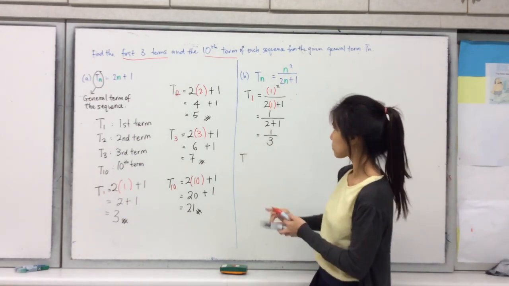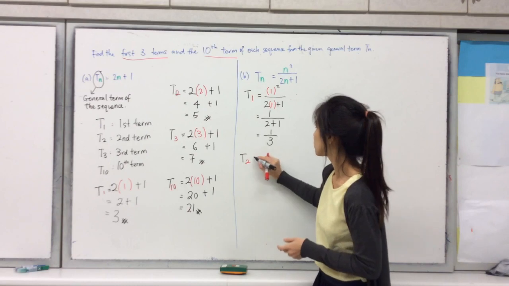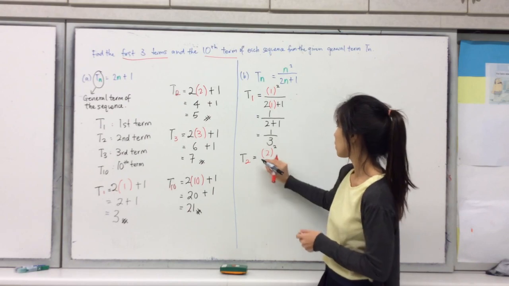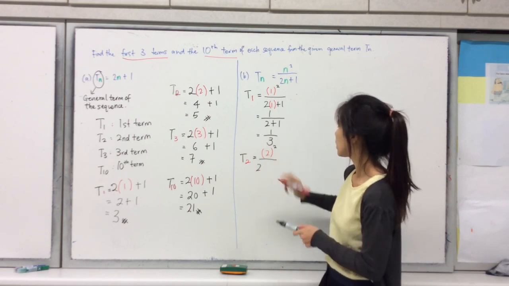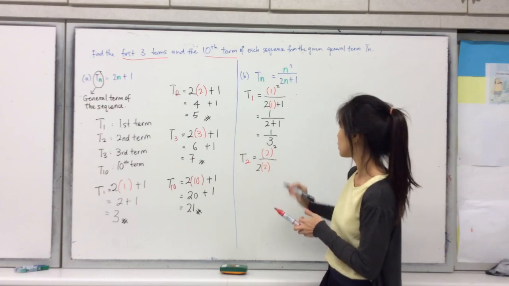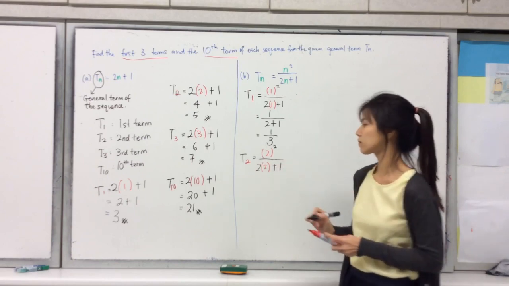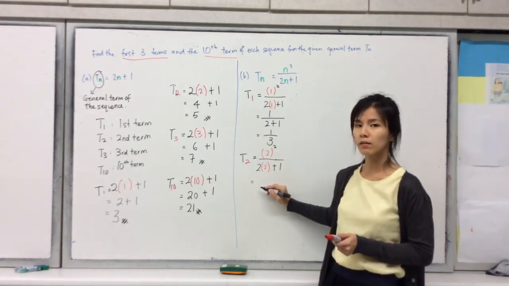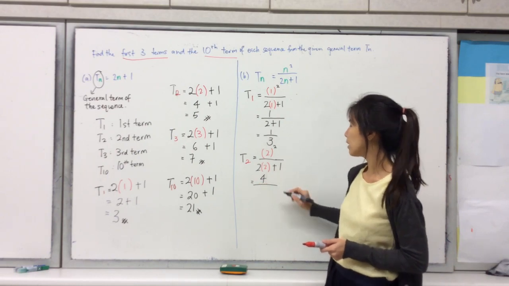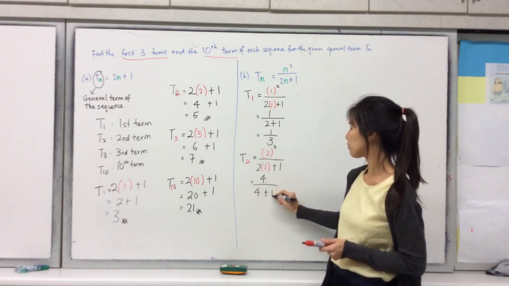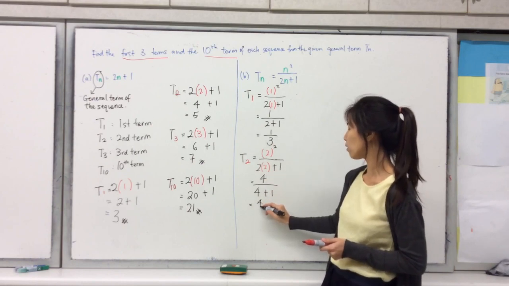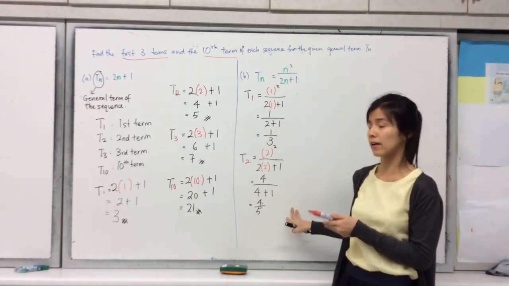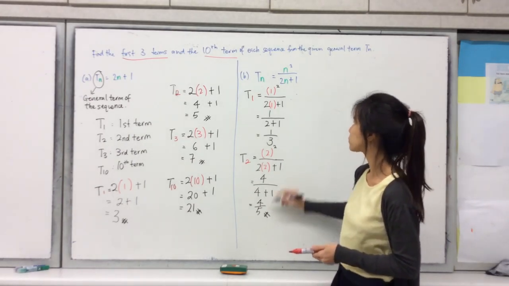Similarly, for the second term, you have 2 squared over 2 times 2 plus 1. Now we realize that 2 squared is actually 2 times 2. So you type into the calculator, you will have 4 as the numerator. In the denominator, you have 2 times 2, which is 4, plus 1. So it's actually 4 over 5. Now, because this is already in the simplest form, you don't have to simplify it any further. So this is your final answer for term 2.